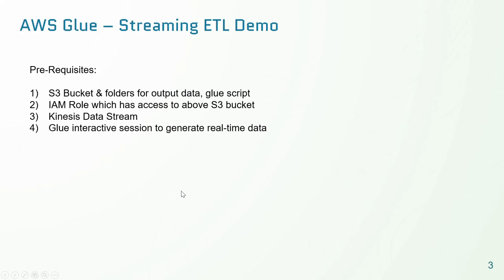So there are a couple of prerequisites for this demo. The first one, we need to have the S3 bucket and folders to store the output data and the associated Glue script. Second, an IAM role which has write access to the above S3 bucket to store the output data. The third one, Kinesis data stream, which is going to act as a source for the AWS Glue streaming job. And fourth one, we will be creating the Glue interactive session to run the data generator Python script. With that being said, let's get into the demo.